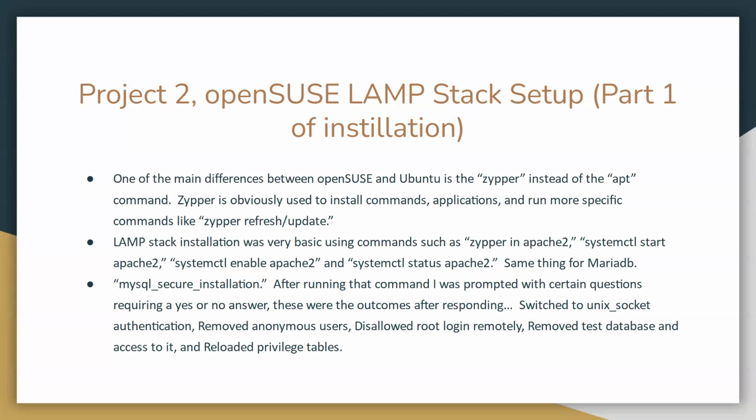The main difference between OpenSUSE and Ubuntu that I noticed, obviously there's a couple of other ones, is that instead of using apt, you use zypper. Zypper is used to install applications and run more specific commands like zypper refresh and zypper update.